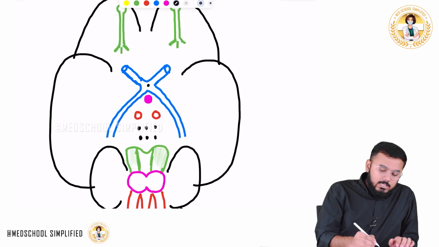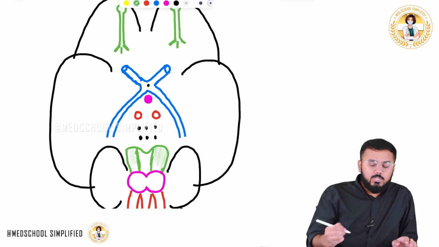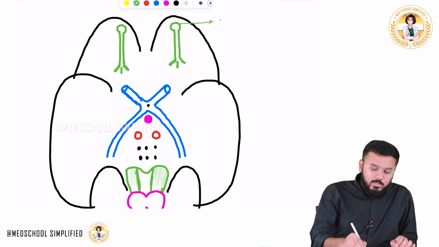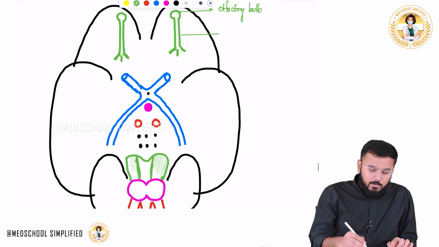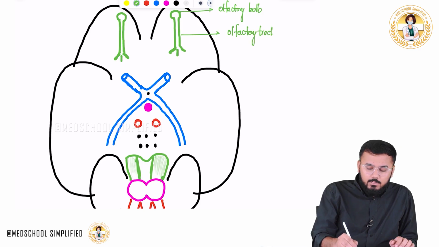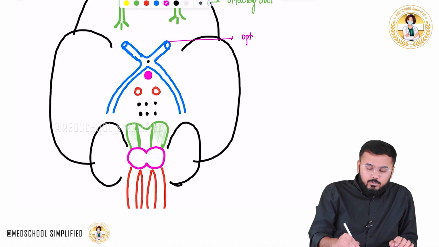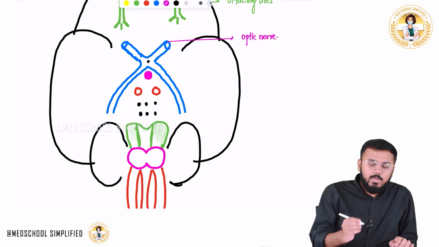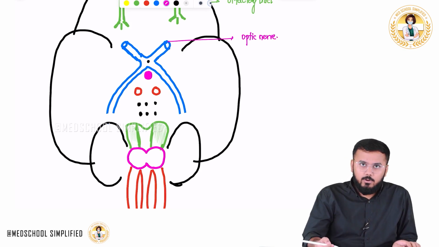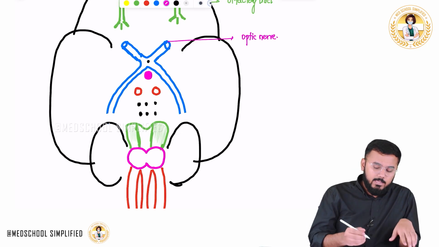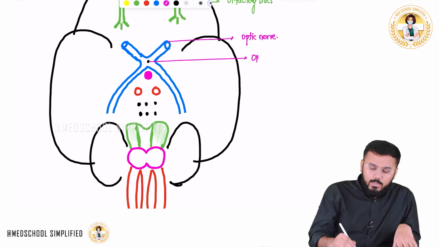Now let us first label these things, and then we shall discuss what structures are located there. I hope all of you know that this particular part is your olfactory bulb. After that, this part over here is your olfactory tract, and this one is your optic nerve. One is on the right side, so you call it the right optic nerve, and on the left side the left optic nerve. Where both these optic nerves join, this center point is called the optic chiasma.